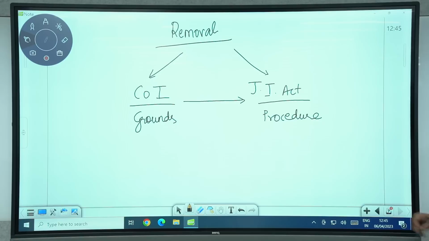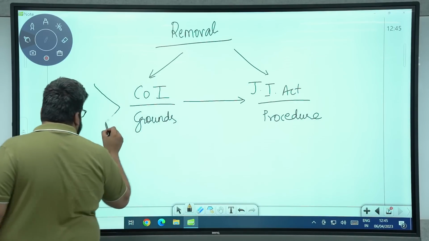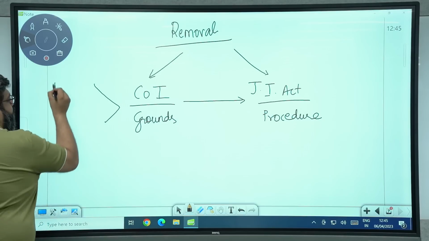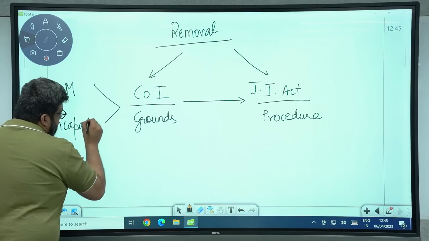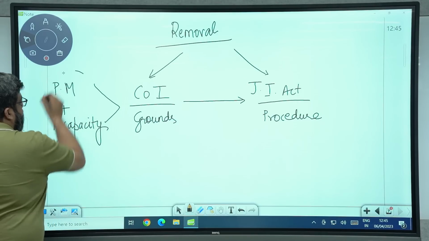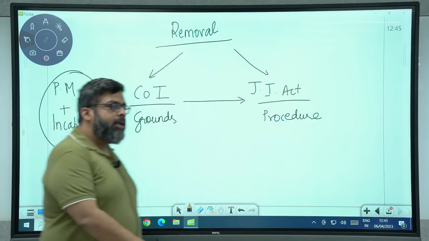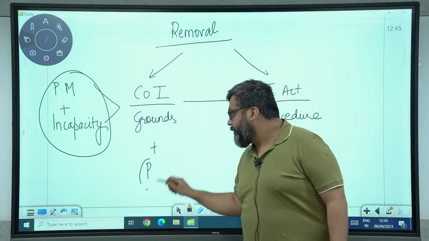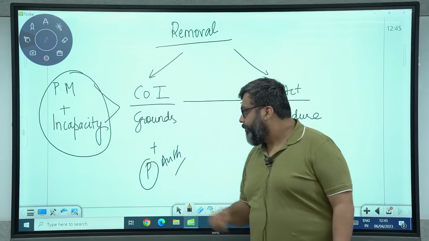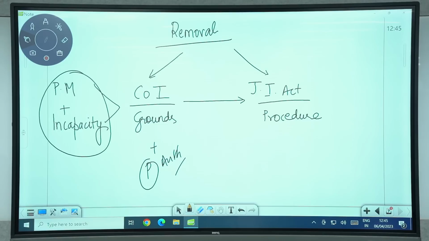This is very important. The Constitution of India technically just gives you two grounds: proved misbehavior and incapacity. Proved misbehavior or incapacity, and it identifies the Parliament as the authority to remove. Okay? Are we clear on this? Now, the procedure is a little complex, listen to it, it will not come in the exam.